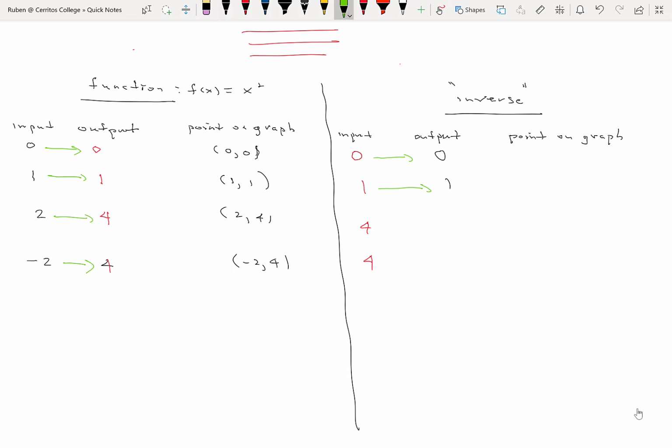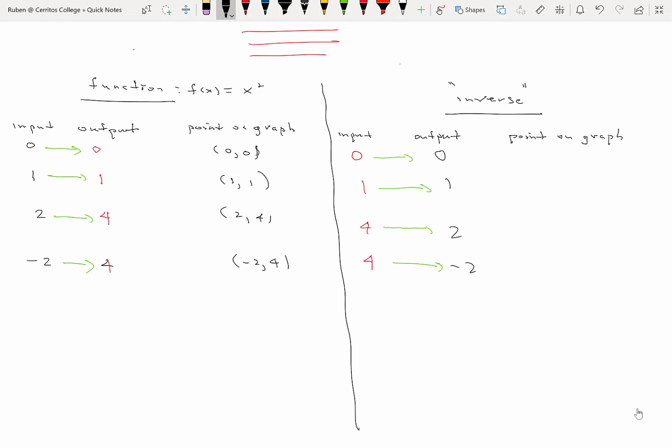Here's where it starts to show up. 4 should get turned back into 2. And 4 should be turned back into -2. Concentrate on the last one. -2 for the function takes -2 and turns it into 4, so the inverse should turn 4 back into -2. All I've done is reverse the operation of the function.